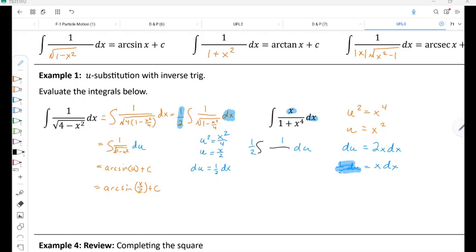And now my denominator is 1 plus u squared, because x to the fourth is u squared. Boom. Which gives us 1/2 the arctan of u. Which means our answer, plus c of course, is 1/2 the arctan of x squared.